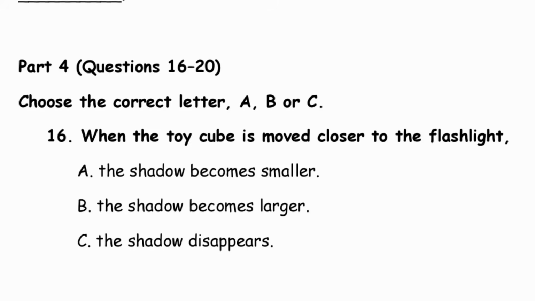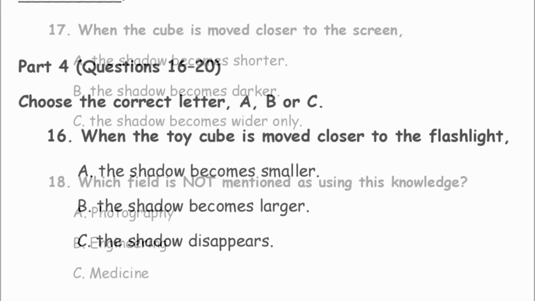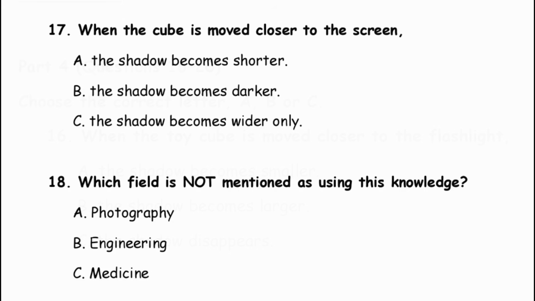Exactly. When an object is moved closer to the light source, it blocks more light. As a result, the shadow becomes larger and longer. Now let's try the opposite. I'll move the toy cube farther away from the flashlight and closer to the screen.